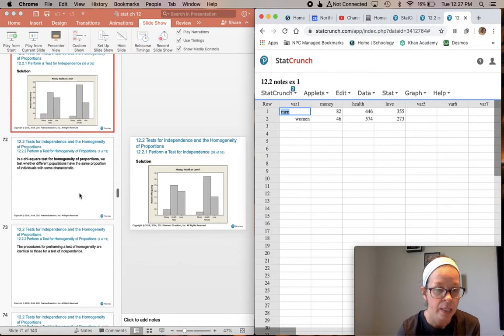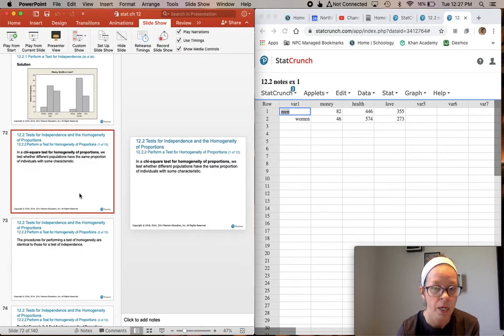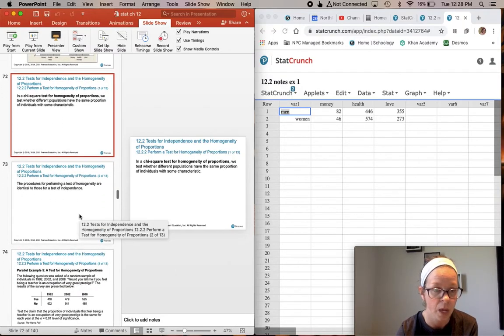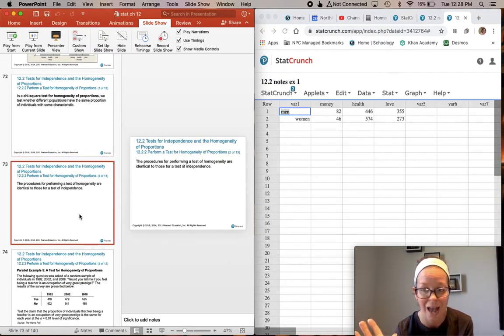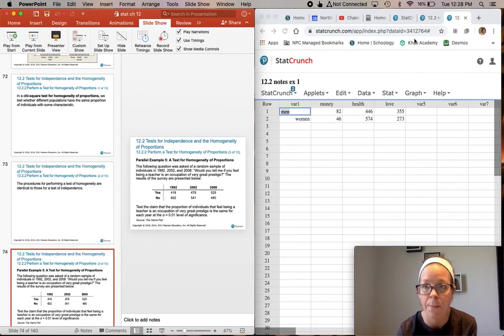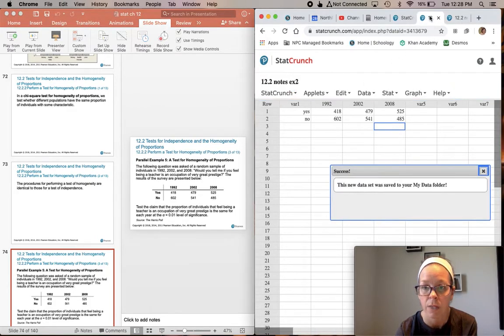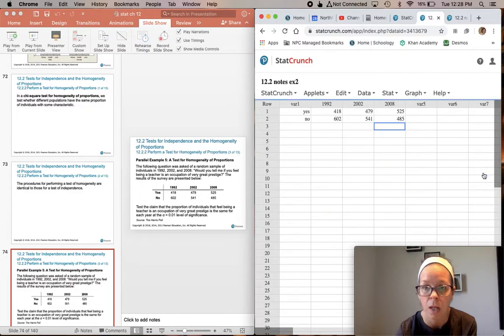So we're going to look at one other example here in a chi-square test for homogeneity of proportions. That means we're testing to see whether different populations happen in the same proportion for a given characteristic. So the procedures are exactly the same. It has a different name, but we're going to go through exactly the same process. And in this example, I think I have this data put in here as well. Yep. Okay.